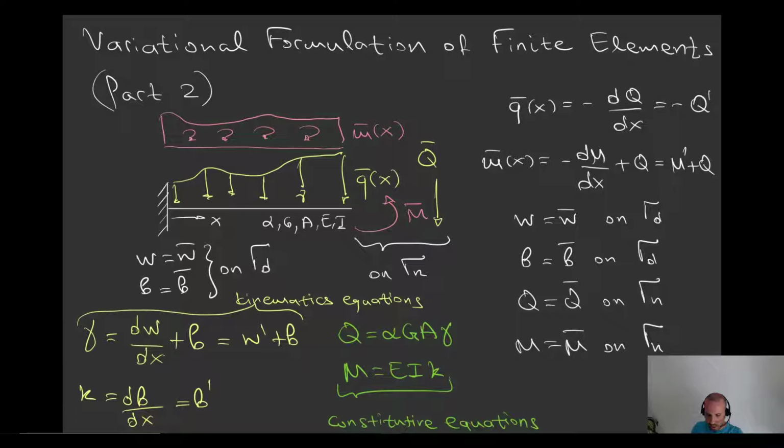This beam can be subject to external body forces, so to speak, which are distributed loads and distributed moments. Those are the Q bar and the M bar, as you can see here. Those can be applied all over the domain of the beam. Whereas there can be also a portion of the boundary, which we call the Dirichlet boundary, the essential boundary, where we can apply conditions on the primal unknowns of the problem.